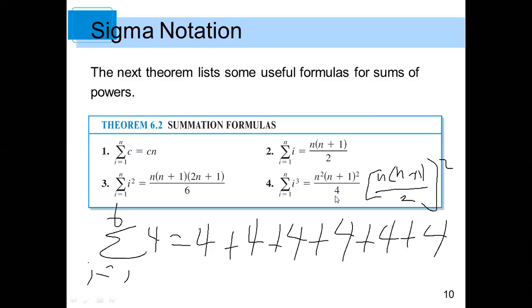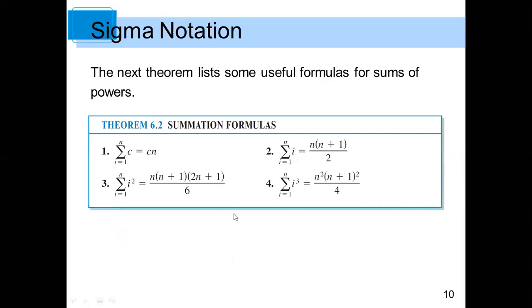squared. Now, the most common mistake I see students make is they use this one for the i squared formula because it's the formula for i squared, but really it's the formula for i cubed. Okay, so just make that distinction in your mind.